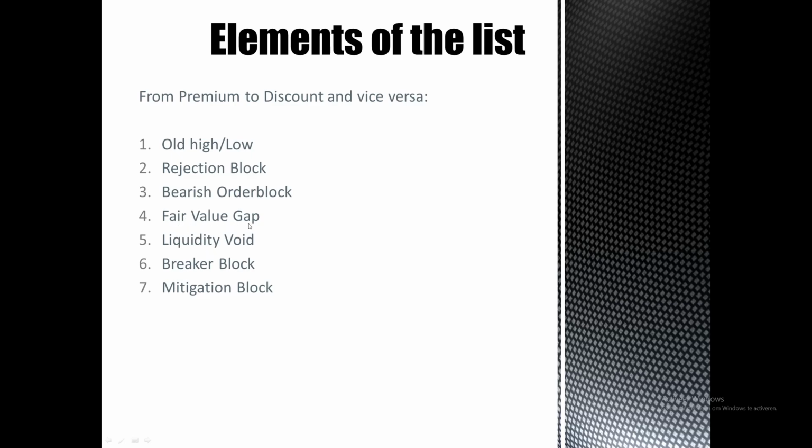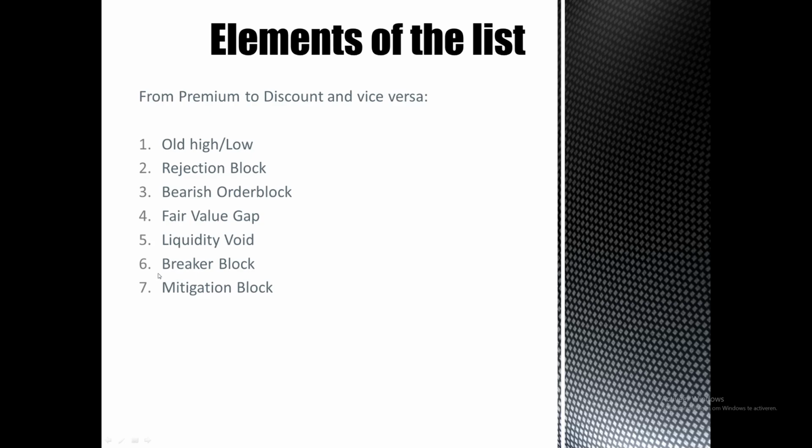And the fair value gap is a little bit smaller than a liquidity void. Then we have a breaker block and a mitigation block. So people get confused sometimes on which is which. Let me just break it down real quick, and it's simple. A breaker block is only a breaker block if it takes liquidity before and then breaks structure after.